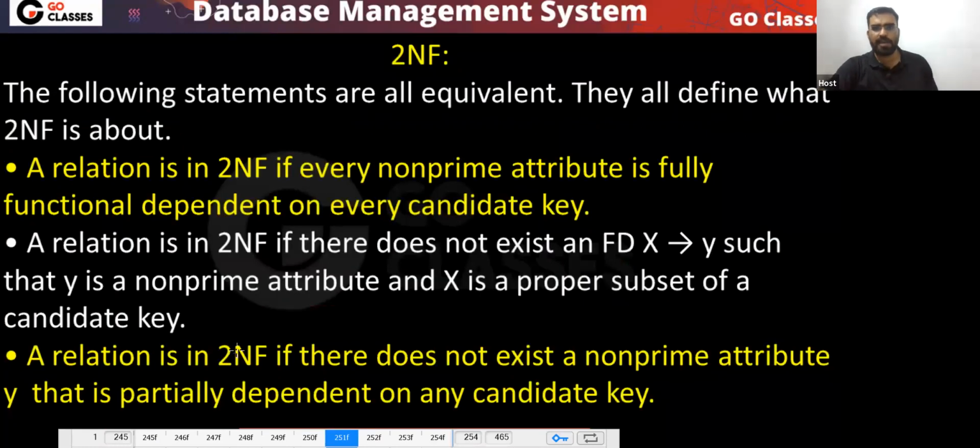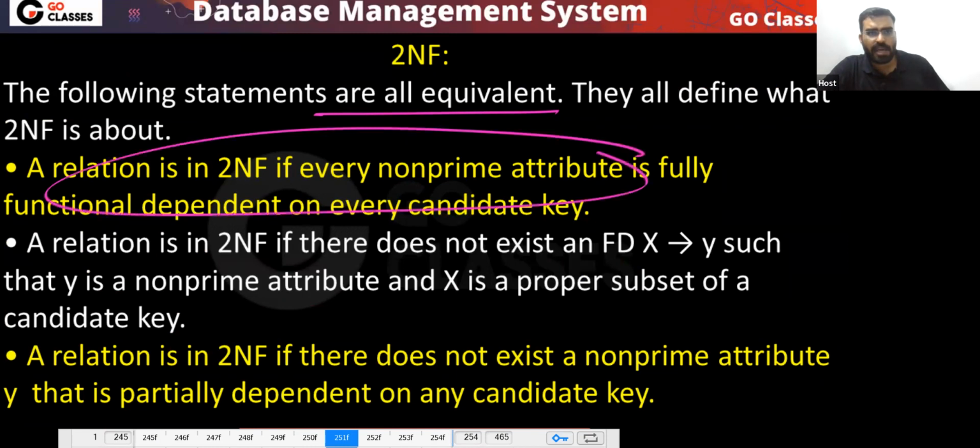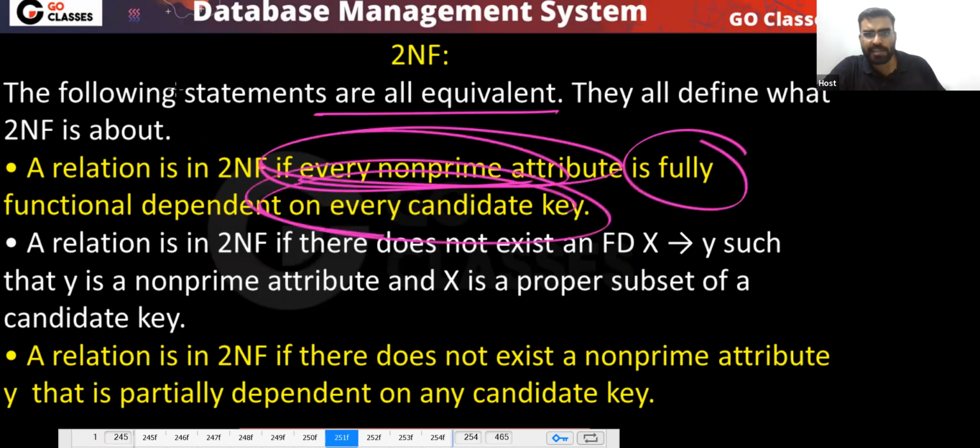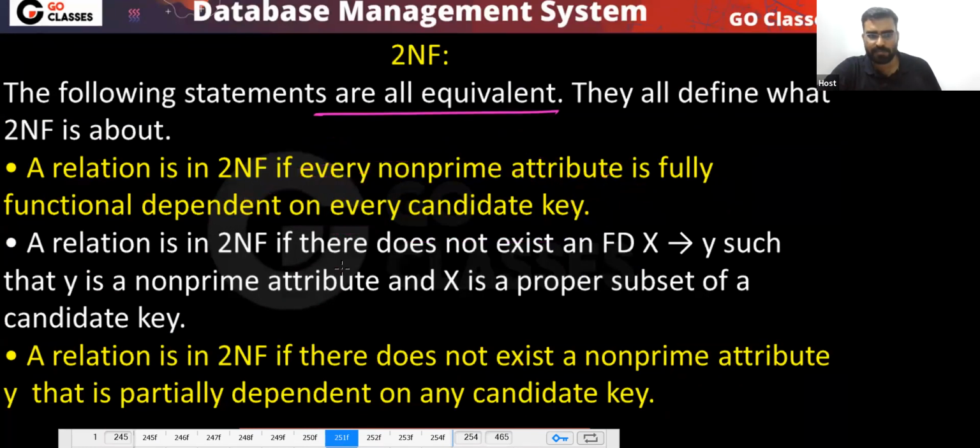Now let's move on. So all these definitions, are they clear? All these are equivalent definitions for 2NF. A relation is in 2NF if every non-prime attribute is fully dependent on every candidate key. This is the definition of 2NF.